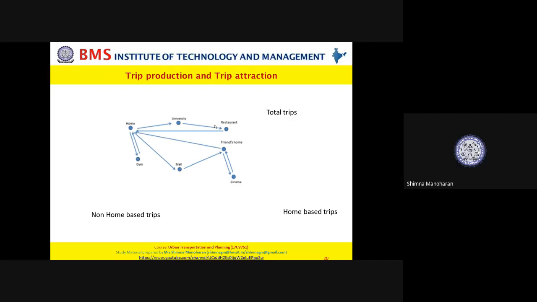Yes, ma'am. Okay, then from mall to friend's home. Though that is a friend's home, it is not the place where you or that person resides. So here again, the home is not being involved. Then these two trips, right? So here, for a non-home based trip, neither of the ends should be home.